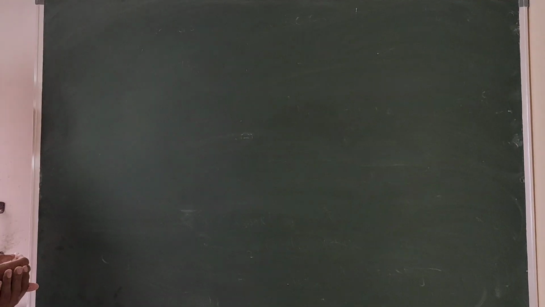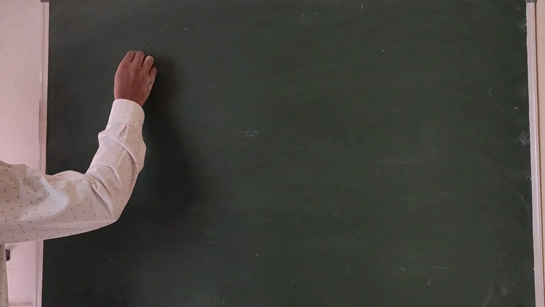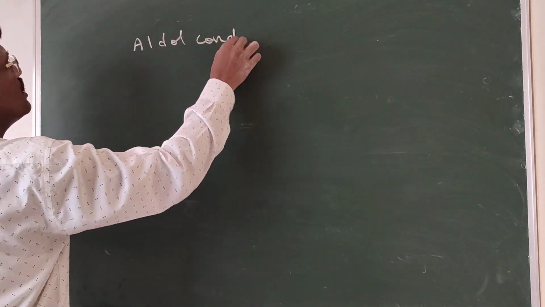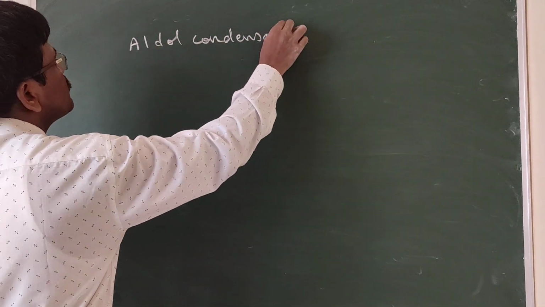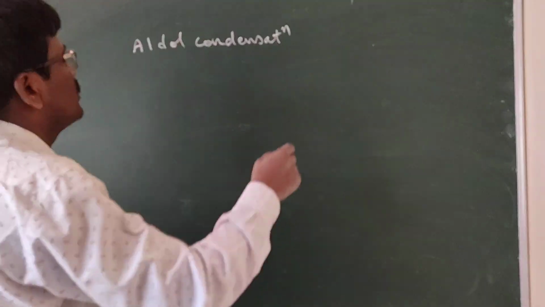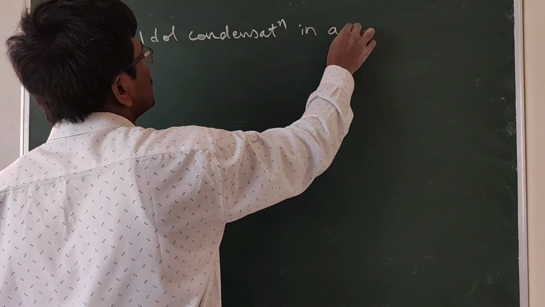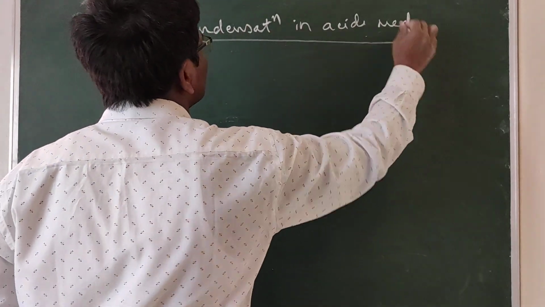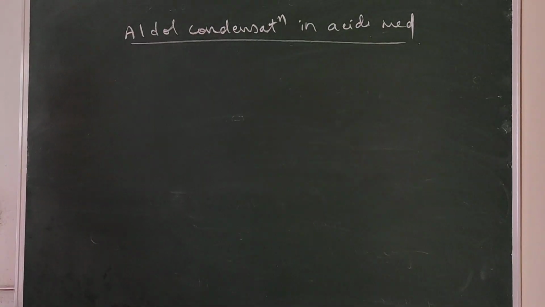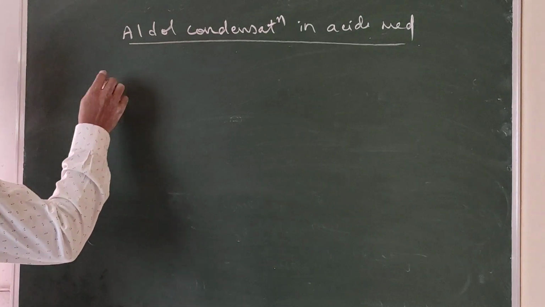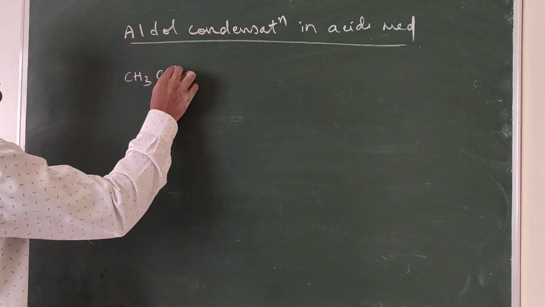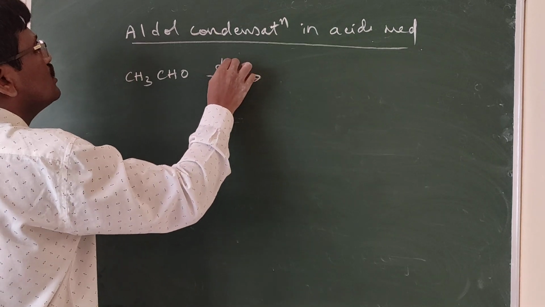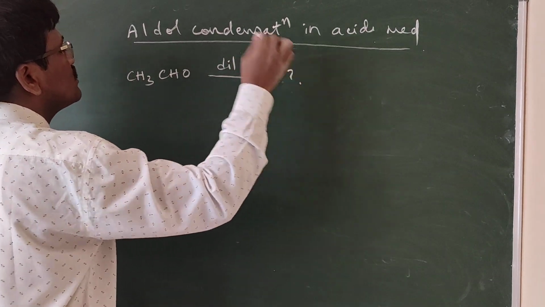Next we are discussing aldol condensation in acid medium. Generally, aldol condensation in acid medium gives a very poor yield of aldol. So here we are taking acetaldehyde, a simple molecule, and this acetaldehyde is treated with dilute HCl. What is the product?